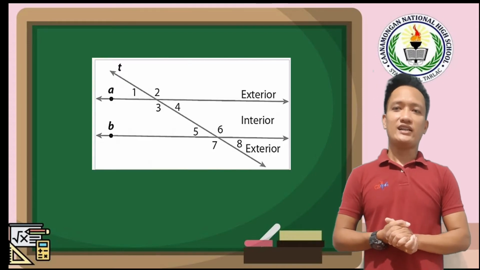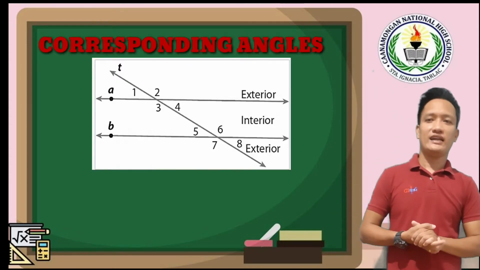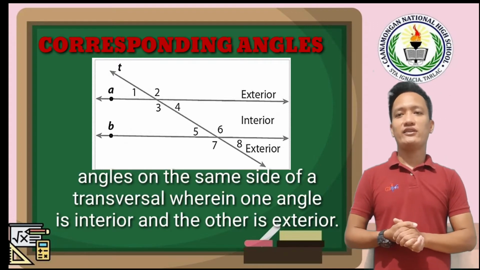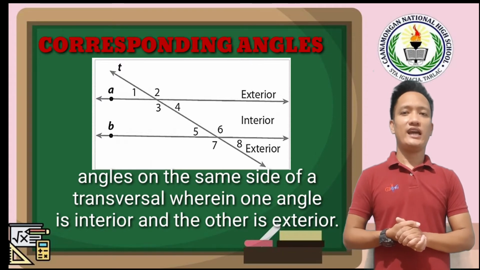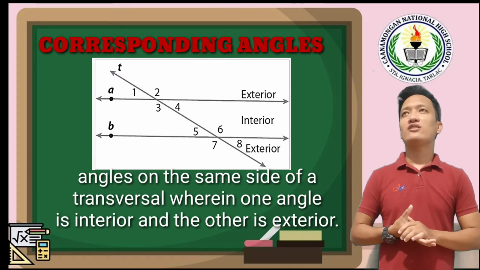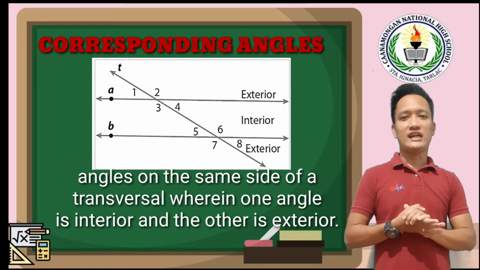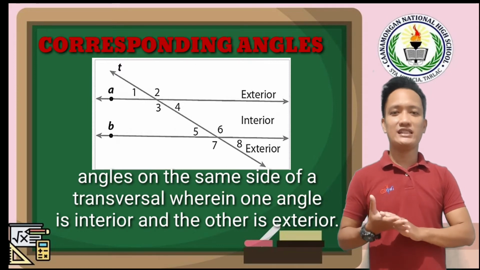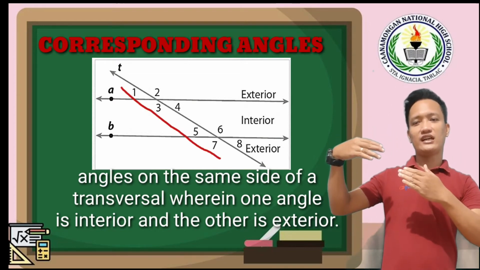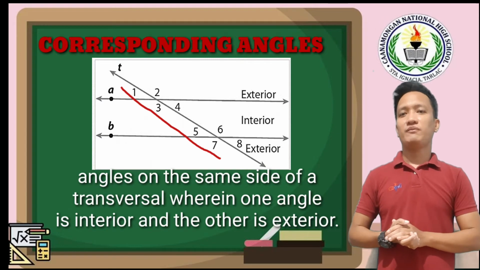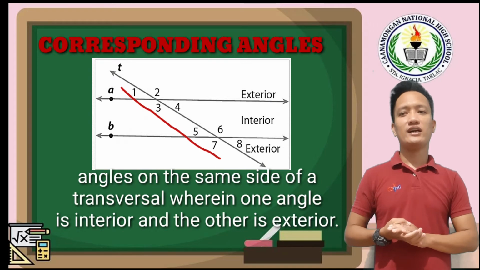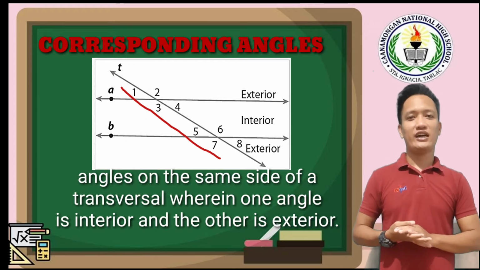So next angle formed is the corresponding angles. Ano nga ba ang corresponding angles? These are angles on the same side of the transversal wherein one angle is interior and the other is exterior. Oh, parang nakakagulo. So tandaan natin, same side, yung keyword natin para mas mabilis nating matandaan. Sabi niya, same side. So concentrate tayo sa isang side sa illustration, and yung isa ay nasa loob. So, tingin tayo ng isang nasa loob at yung isa daw ay nasa labas. Tingin nga kayo ng ganon.